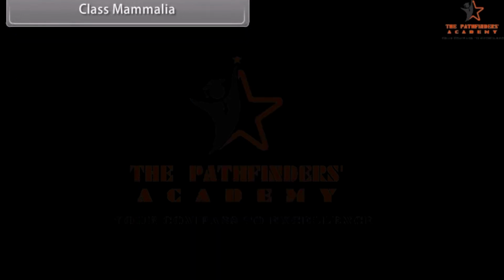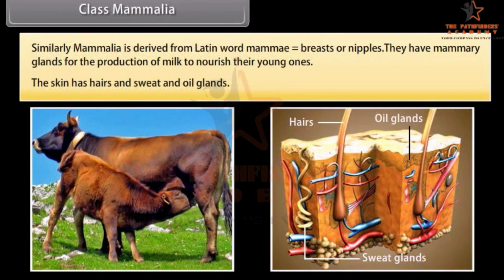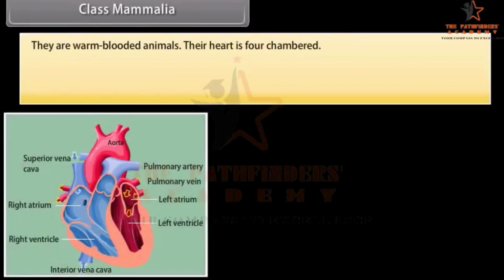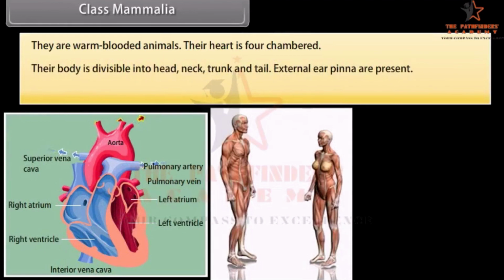Class Mammalia. Similarly, Mammalia is derived from the Latin word mamma, which means breasts or nipples. They have mammary glands for the production of milk to nourish their young ones. Their skin has hairs and sweat and oil glands. They are warm-blooded animals. Their heart is four-chambered. Their body is divisible into head, neck, trunk, and tail.